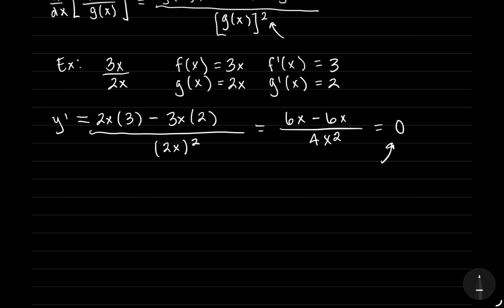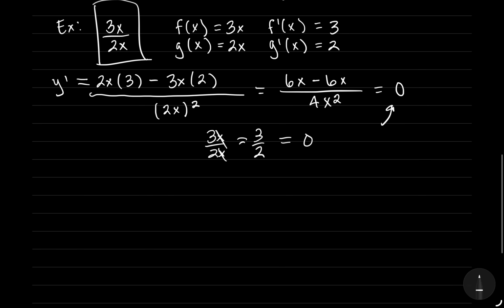But let's take a closer look at our original function, okay? 3x over 2x, if you look, these x's cancel out. So this really is just 3/2. So the derivative of 3/2 is going to be 0. Why did I choose that example? For simplicity's sake. For the most part, your answers are not going to be 0. But let's do another example so we get the complexity down.